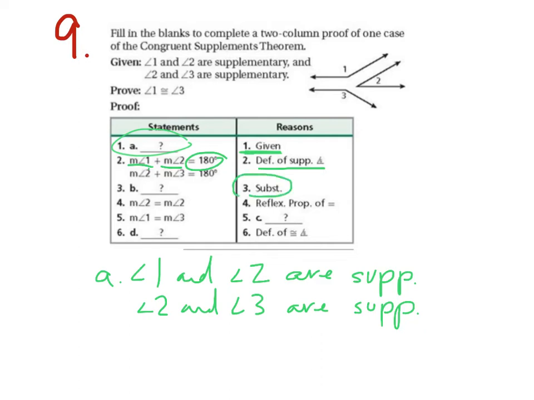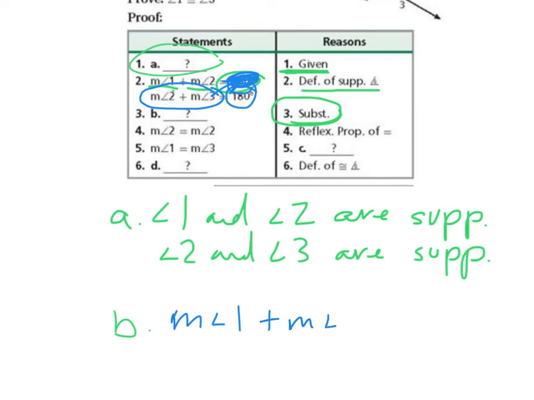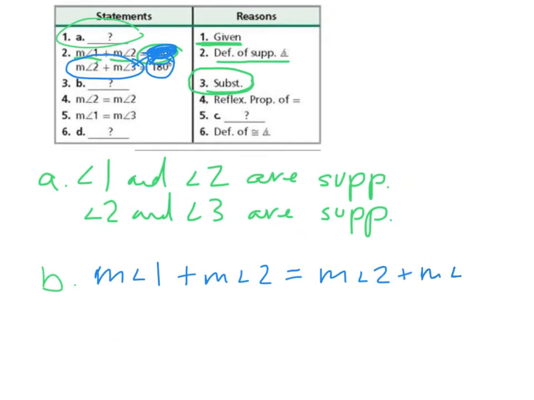Now it says we're using substitution. So let's look at 2, and what can we substitute into 2 to fill in the blank for step 3? Since we have 180 and 180, we know that both of these, the measure of angle 2 is equal to 180, so we can just plug this in to this 180. So we can get the measure of angle 1 plus the measure of angle 2 is equal to the measure of angle 2 plus the measure of angle 3.